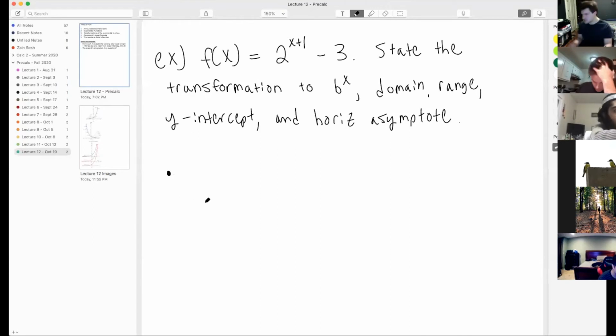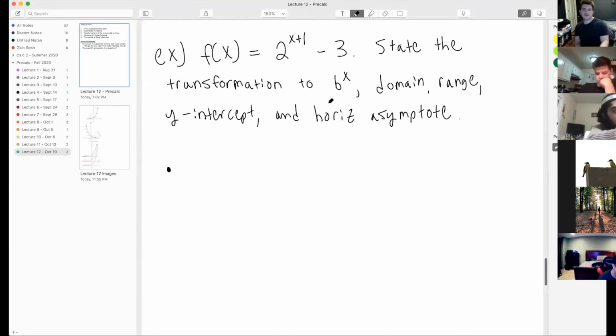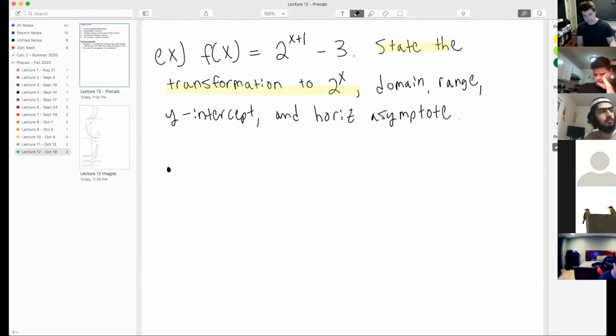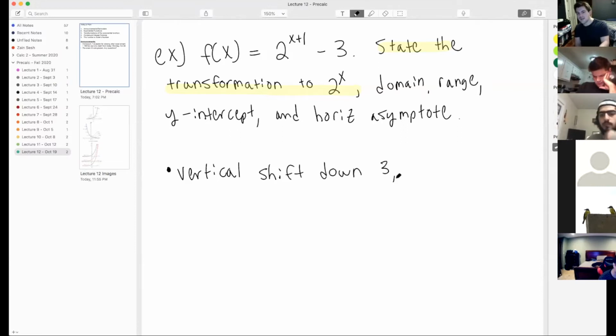So would someone like to tell me what transformations am I applying to 2 to the x? It's a transformation to 2 to the x. So what am I doing to 2 to the x to get this function geometrically? Isn't it a vertical shift down 3, and then a horizontal shift left 1? Exactly. Perfect. Thank you. Vertical shift down 3 and horizontal shift left 1.